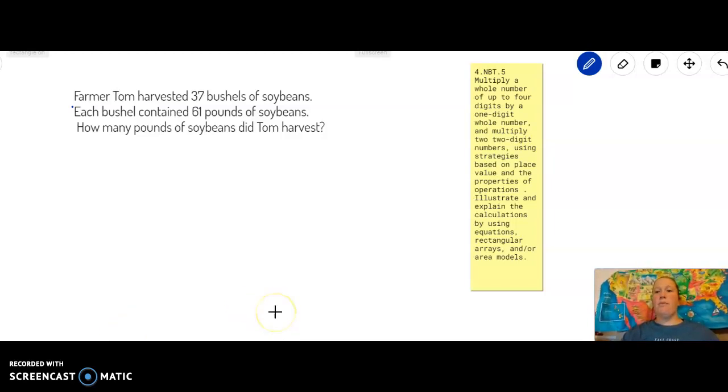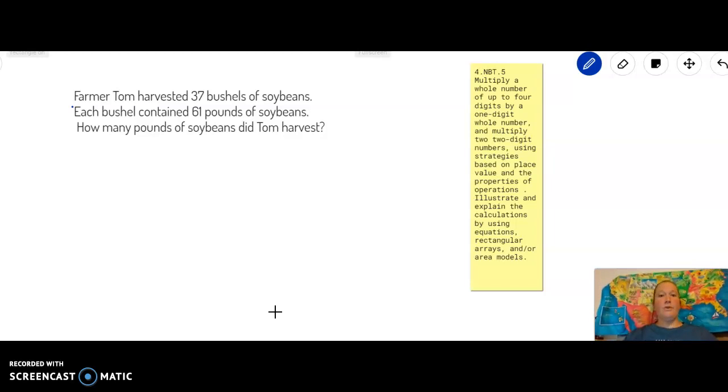We are going to finish up our standard 4.NBT.5. So when we are done with this, our goal was that we should be able to multiply whole numbers of 4 digits by 1 digit and 2 digit by 2 digit using strategies based on place value and properties of operation. Some examples we've used were the area model, the distributive property, partial products.